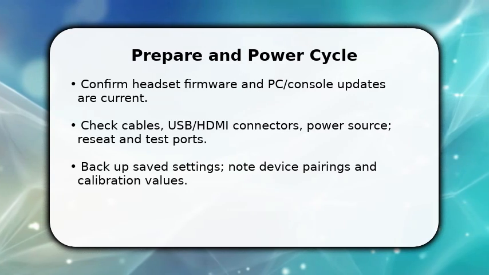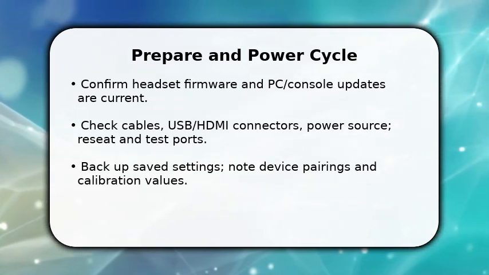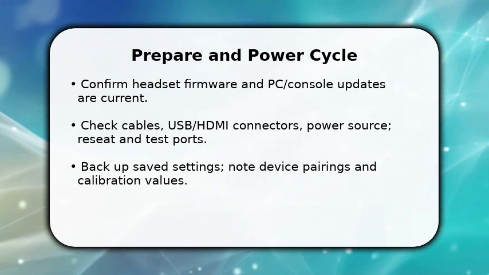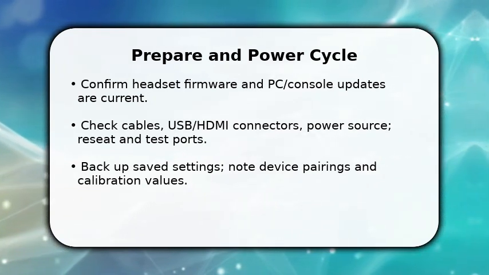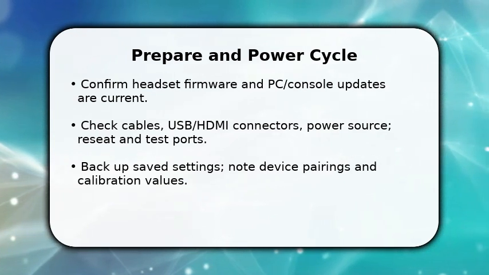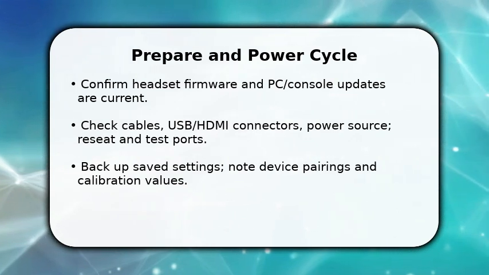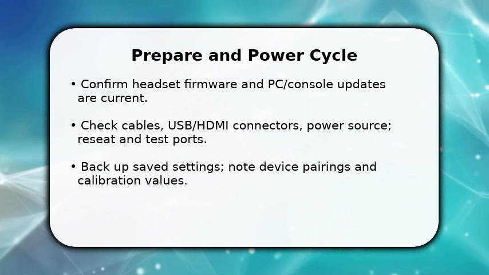You start by confirming firmware and platform updates. This fixes many intermittent faults. Once done, power cycle everything: headset, link box, PC, or console, and wait 30 seconds between restarts. Make sure to reseat and inspect USB/HDMI and power connectors for bent pins or debris.